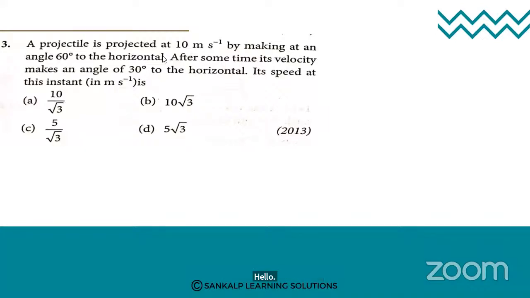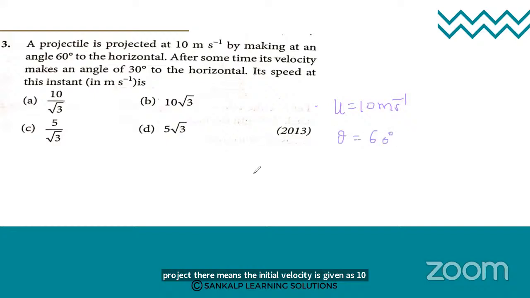A projectile is projected at 10 meter per second making an angle of 60 degree to the horizontal. So here it is projected with 10 meter per second. What is the meaning of that? It means the initial velocity is given as 10 meter per second, making an angle of 60 degree with the horizontal. So the motion is something like this.